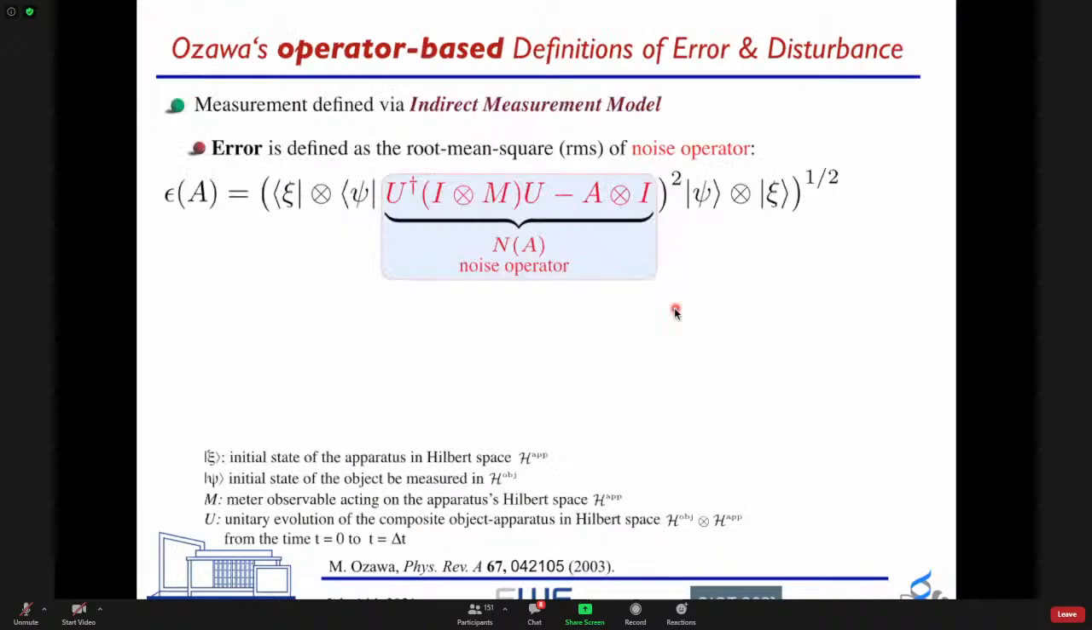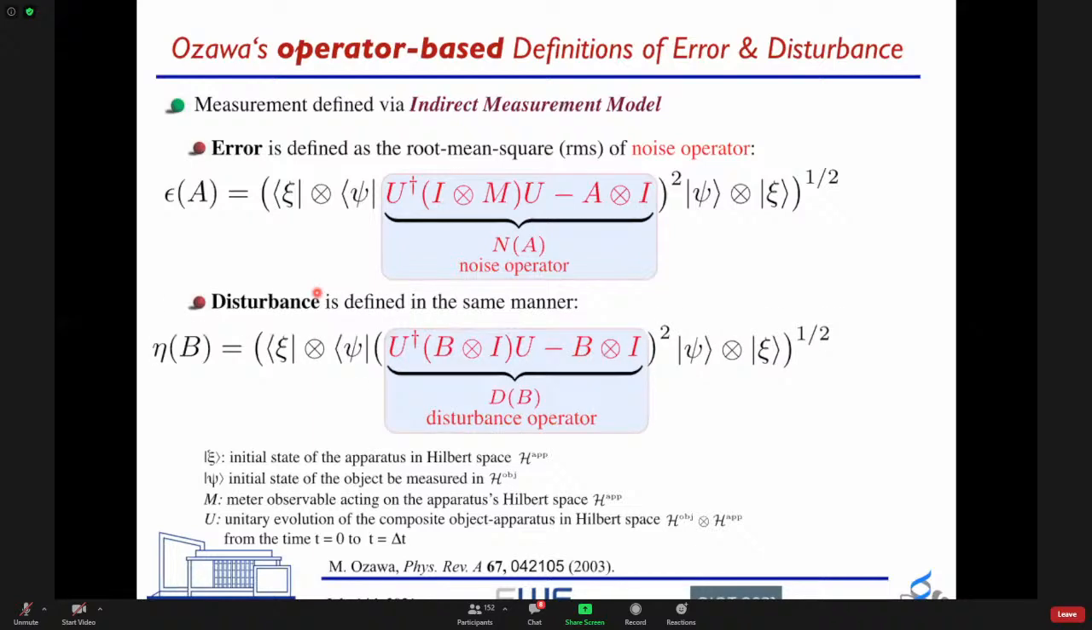And this is expressed in a very elegant way using the so-called noise operator. So here you see the noise operator, and its expectation value is the noise. This should not be confused with some measurement error. What this operator does is tell us how accurately the value of an observable E of our object system is transferred to the meter observable of our probe or measurement system during the unitary evolution of the composite quantum system.